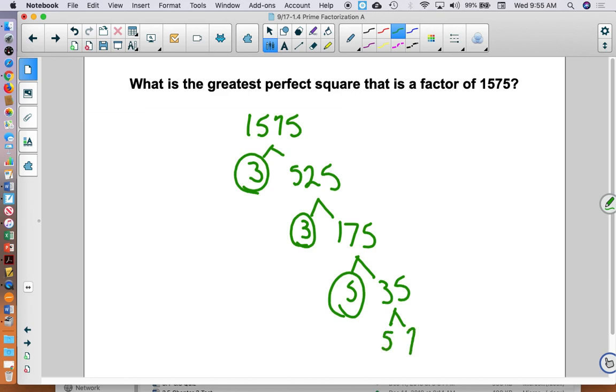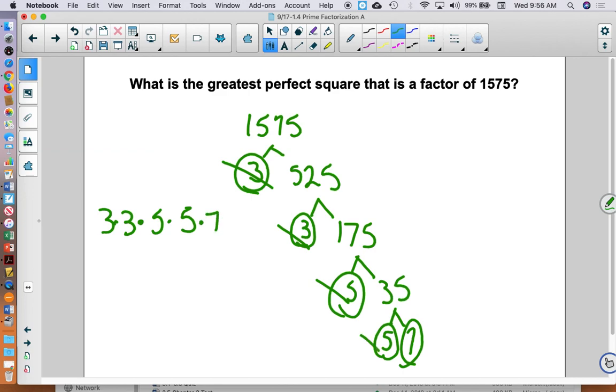And 7, am I right? Yep. 7. Yes. So I got all my primes. I can write my prime factorization. And I'm going to write it as 3 times 3. Got this one and this one. Times 5 times 5. I got this one and this one.